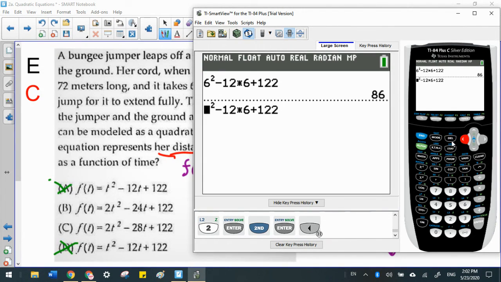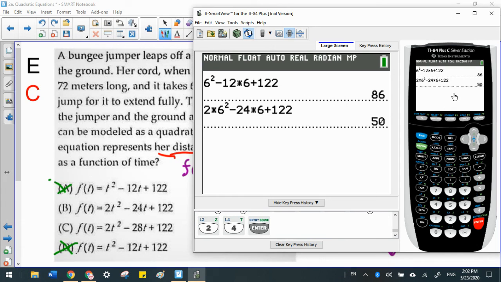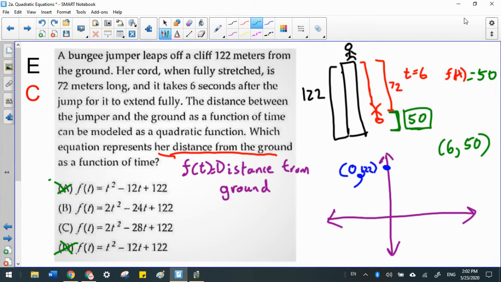And when you click second delete, it lets you put values in front of the spot that you click second delete on. So if I do 2 times, it shows up before the 6. And this time, instead of minus 12t, we're doing minus 24. And this time, that's the point that gives us 50. So that's how we know that B must be the final answer here. And that is one really good way to use your answer choices to help you find the correct equation the moment you find one good point that's distinct.